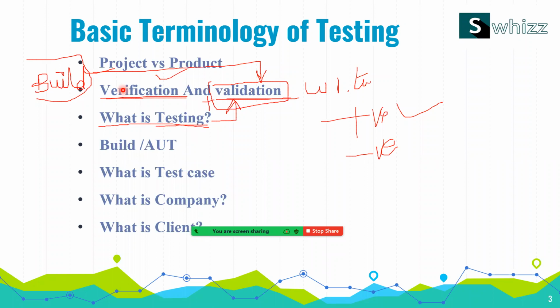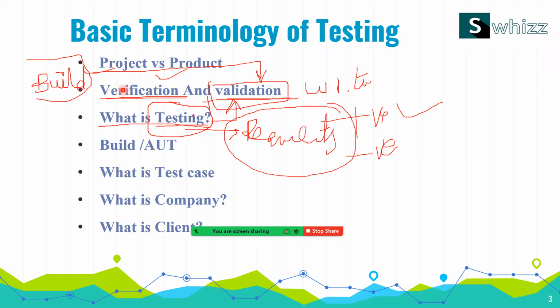So simply, testing is a process to find out whether the functionality or the module or the software is working. Testing is a process to find or analyze whether the software is working according to the requirements or not. It should work according to the requirements only, and this we have to validate. So in testing, what we have to do is check whether the software is working according to the requirements or not.